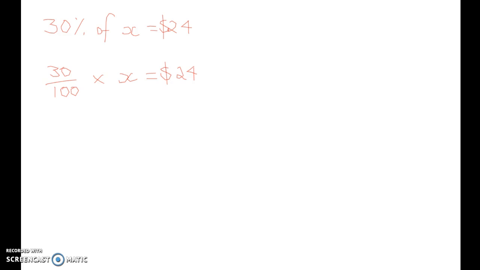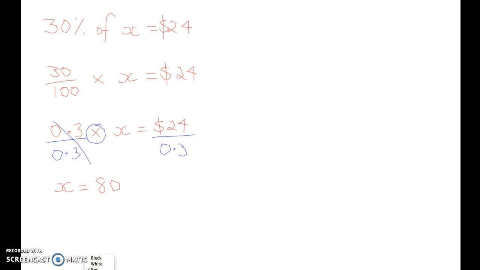So what we can do here is put it into our decimal. 0.3 times X equals 24. Now to get rid of that 0.3, again, this is a times, so we're going to be dividing by 0.3, which means that we need to do that on the right hand side. These cancel out, and what you end up with is X equals 24 divided by 0.3, which is 80.